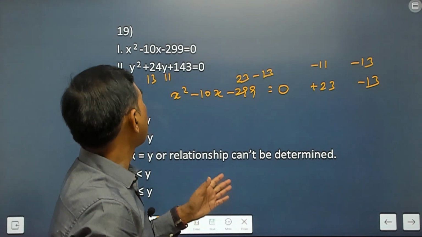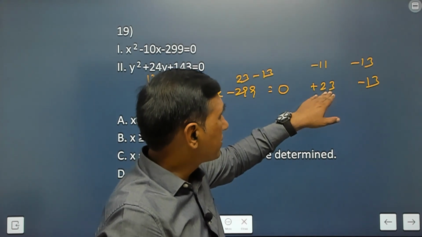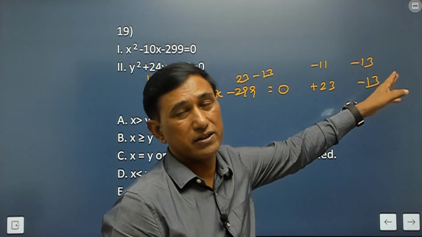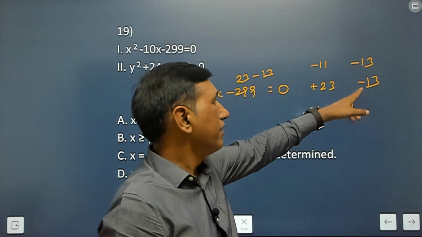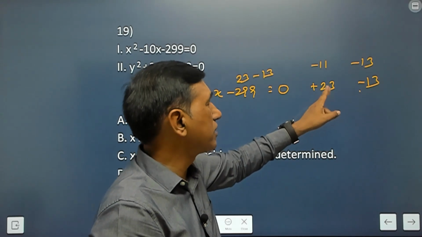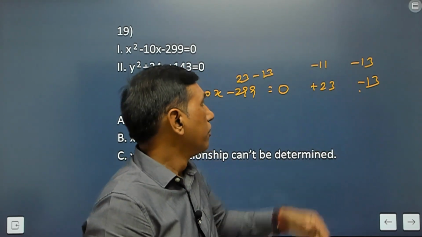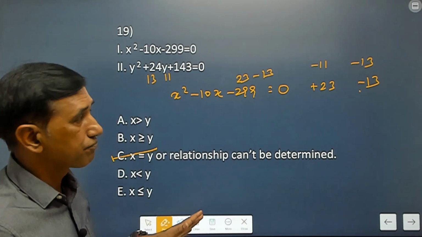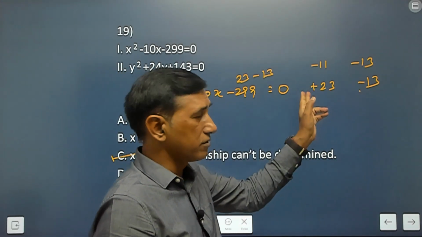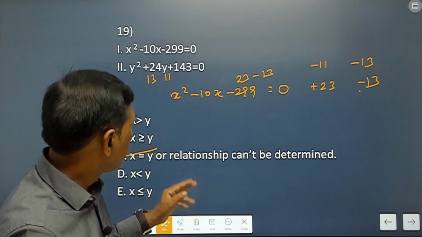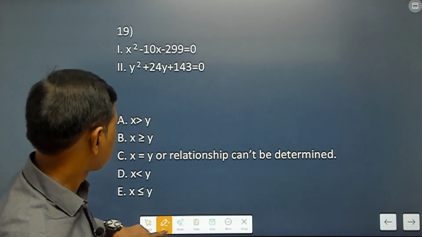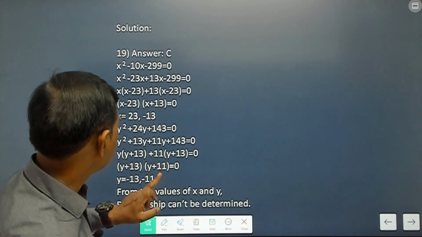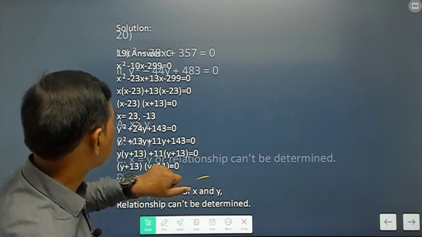So here we are saying that when it is 23, it is bigger. But when it is minus 11, it is greater than minus 13. When it is minus 13, then it is less than minus 11. When it is plus 23, it is greater than both. So we cannot have any relationship. Since this is the smaller, this is the larger number, you cannot have a direct relationship. 23 minus 13, 13 minus 11. So relation can't be established.